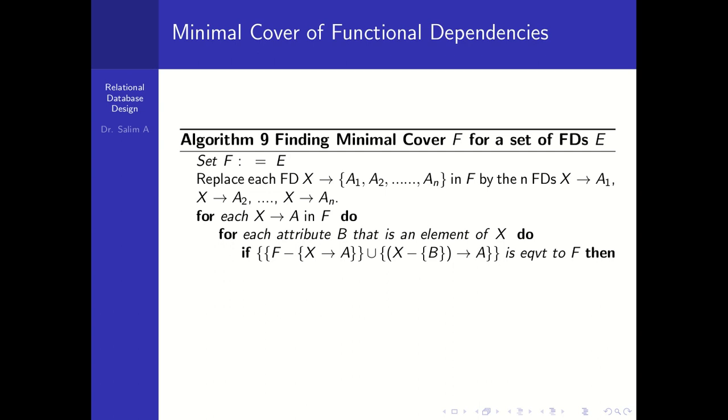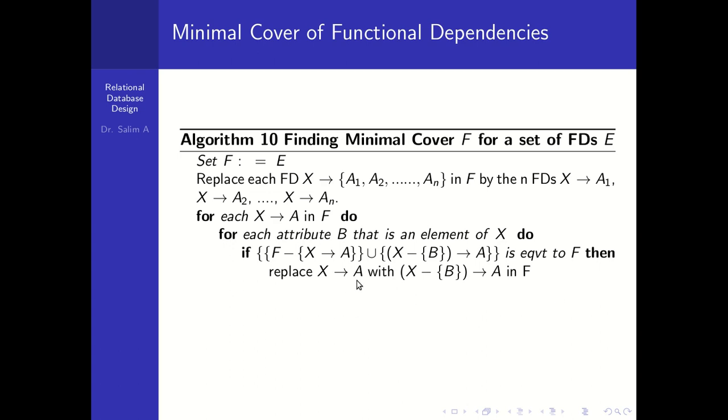What you are trying to do is remove one of the attributes present in the left hand side and check whether the closure is still the same, or whether it still works or not. For F minus X determines A, X determines C is an FD being removed. Instead of that, you are going to add X minus B determines A. That is, you are trying to remove an attribute B from the functional dependency X determines A. Okay, if so, it is equivalent to F.